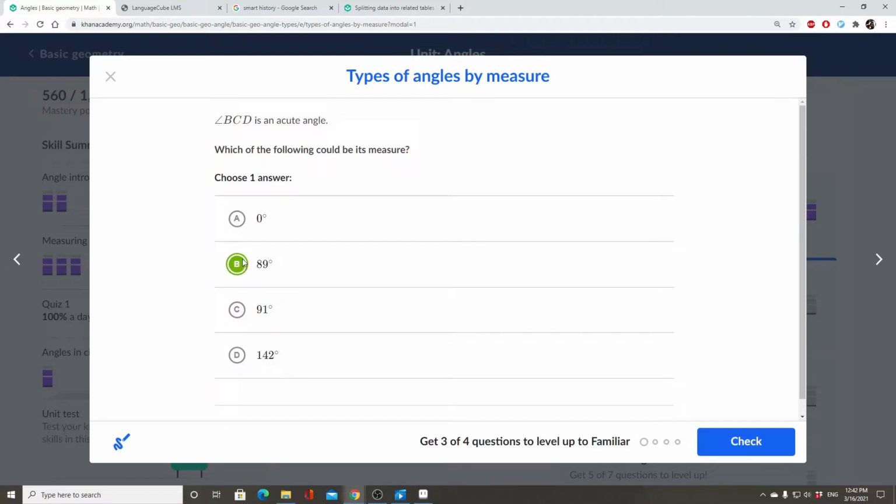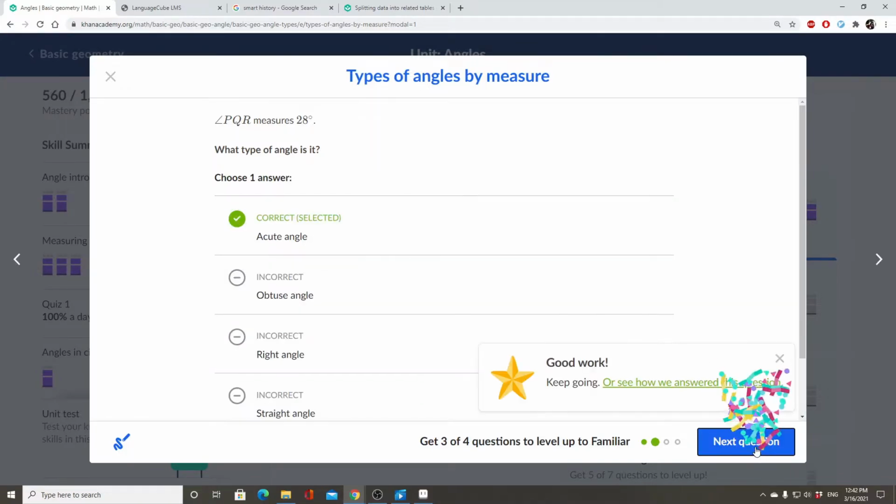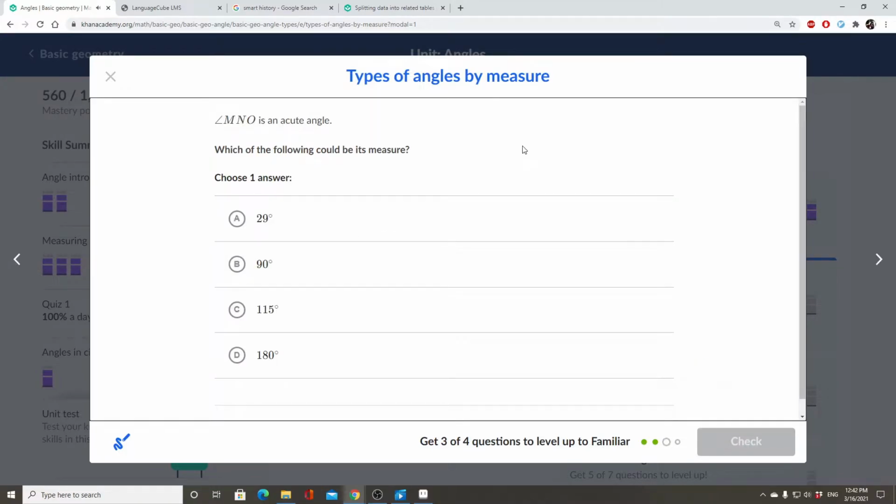BCD is an acute angle. Okay, this is pretty straightforward. So obviously it's going to be 89 degrees because a right angle is 90, of course. There you go. PQR measures 28 degrees. What type of angle is it? Must be acute, right? There we go.